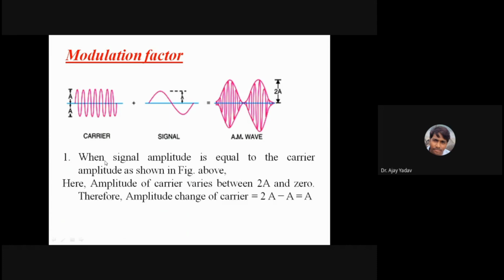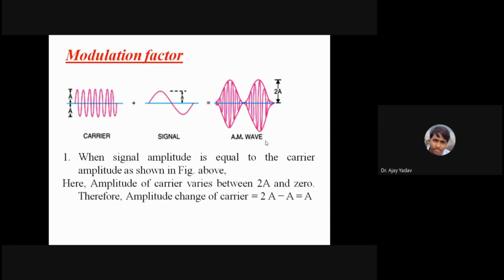So how do you calculate? When the signal amplitude is equal to the carrier wave amplitude, the amplitude of the carrier signal varies between 2 centimeter and 1 centimeter. Therefore the maximum amplitude change is 2a minus a, equal to a. Am I right? And what is the unmodulated carrier wave signal amplitude? Here in this example, unmodulated means before modulation. What was the carrier signal amplitude?